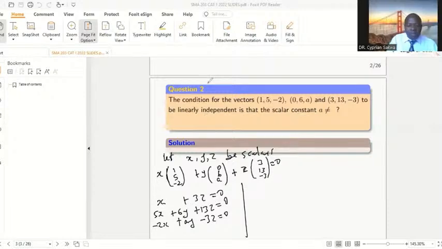We did the first question, we reduced to echelon form. So we also do the same thing to this, reduce to echelon form. So the first equation remains what it is. So I'm reducing to echelon form. Now, multiply the first equation by 5 and subtract the result from the second equation.